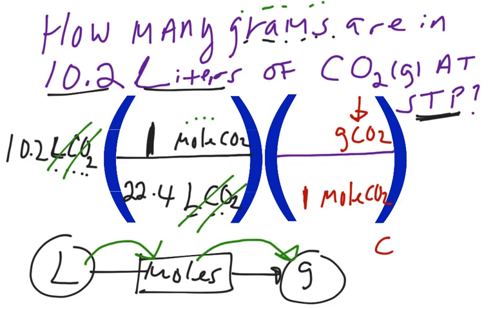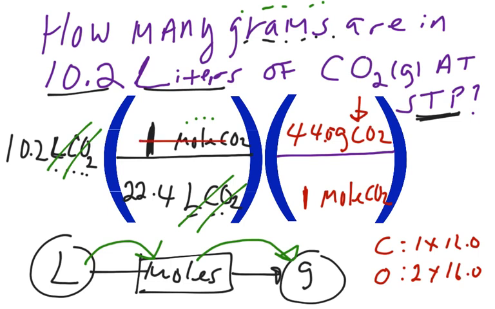Now we know carbon is 12, and we know oxygen, we got 2 of them, is 16. 2 times 16 is 32, and 32 plus 12 is 44. Good. So 44 grams goes there, 44 grams, the GFM of CO2. The moles of CO2 cancel. Now what we're going to do is simply multiply across and divide.